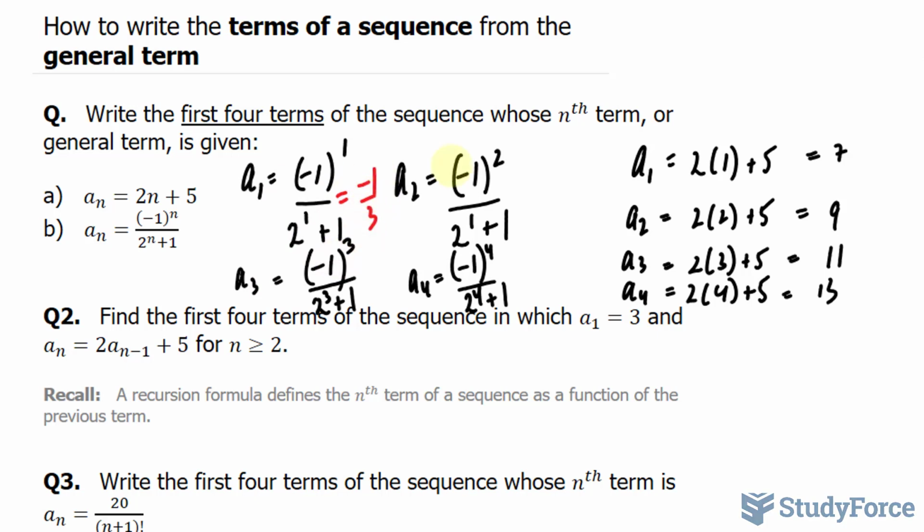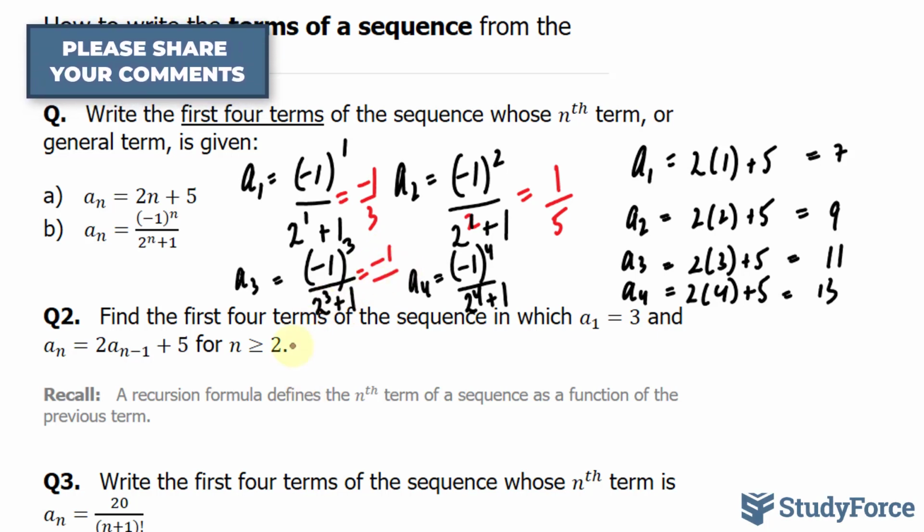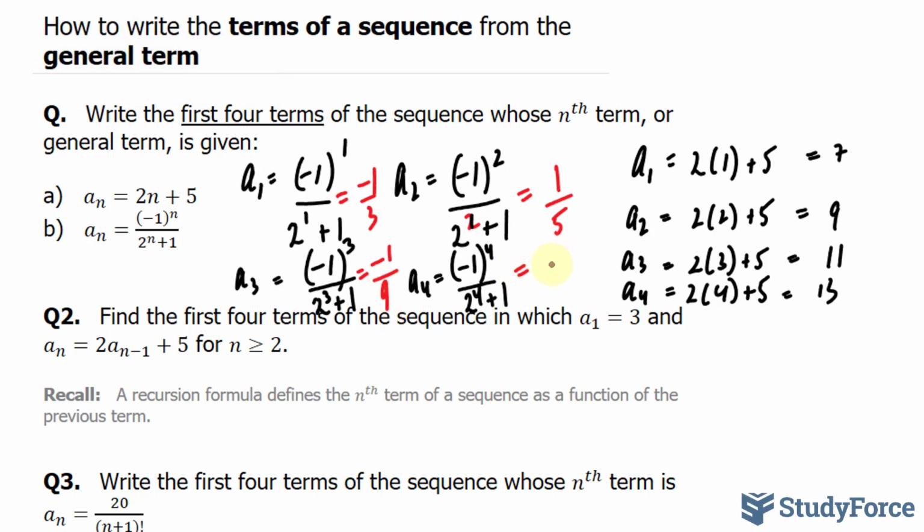Moving on to the next one, we have negative 1 to the power of 2. That's positive 1. And 2 to the power of 2 is 4 plus 1. That's 5. This will be negative at the top, and at the bottom we have 2 to the power of 3. That's 8 plus 1, 9. And lastly, positive 1 at the top, and at the bottom, 2 to the power of 4 is 16, plus 1 is 17.